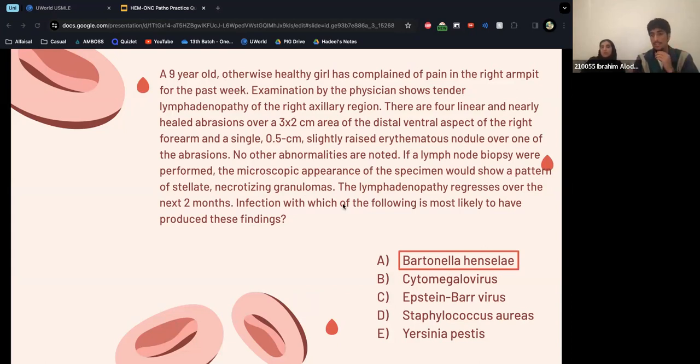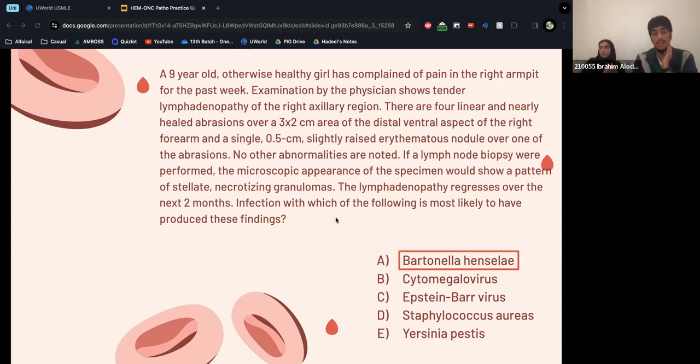They actually might bring that as a question, by the way, instead of asking you which pathogen is the cause. They're not going to tell you they have cat scratch, but they're going to say the same thing: right axillary, whatever, healed abrasions, and a raised nodule over one of the abrasions. Which of the following histological patterns is going to be present in this patient? Then one of your options can be stellate necrotizing granulomas, and that would be your answer. They can give you other things to try and throw you off, but you can remember it this way.